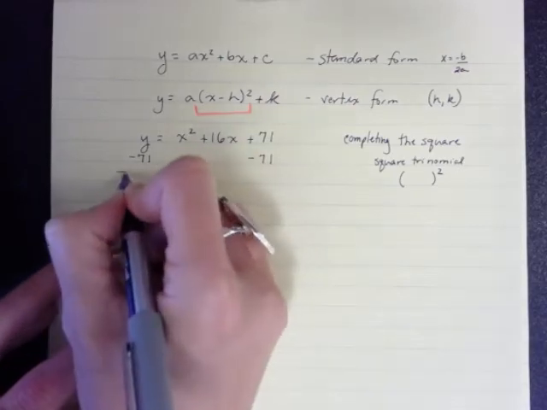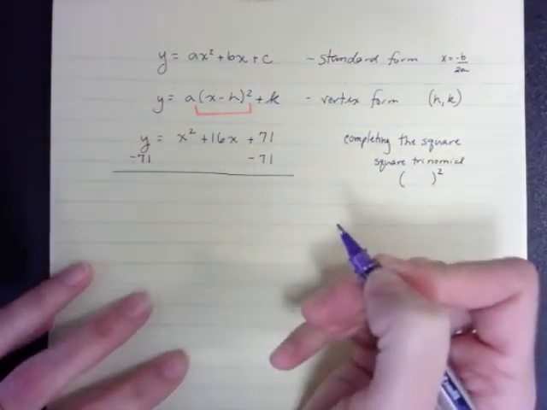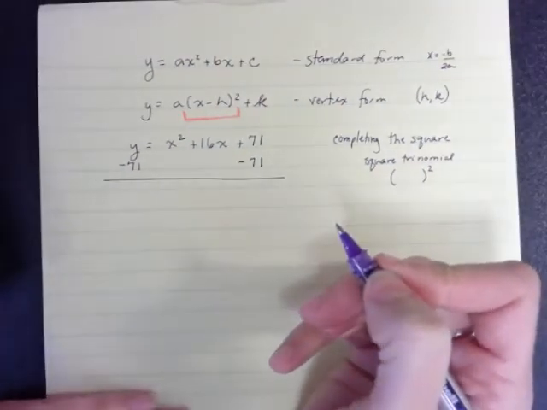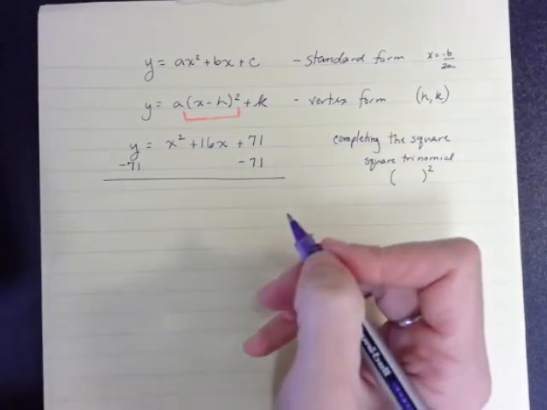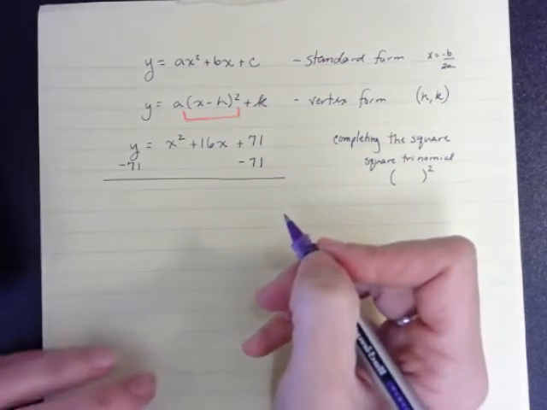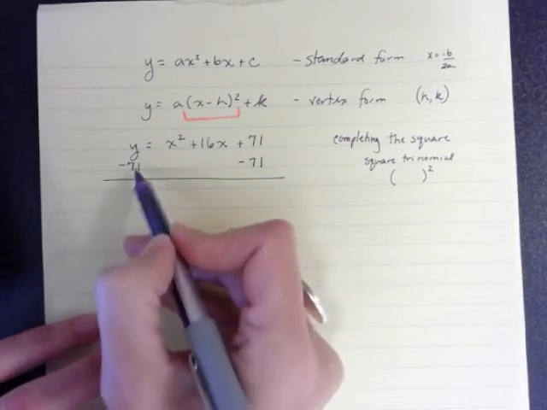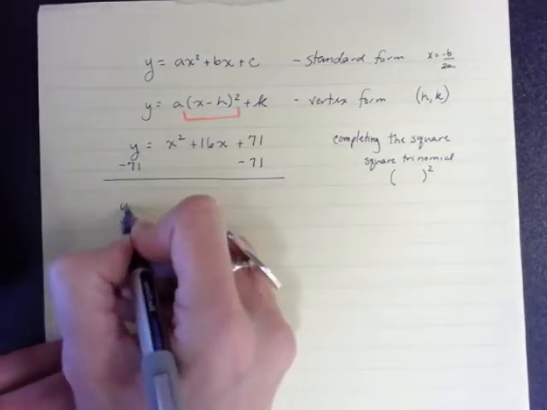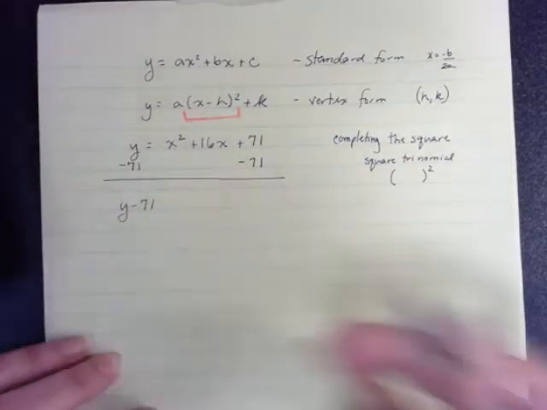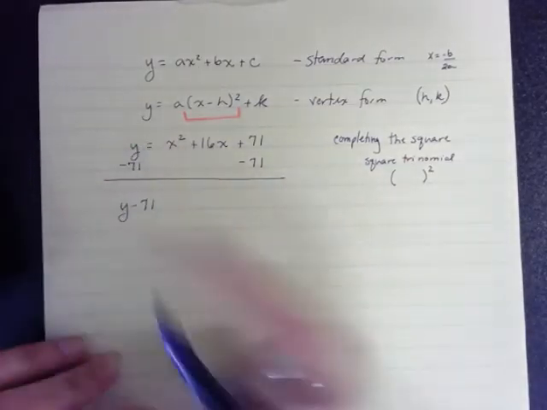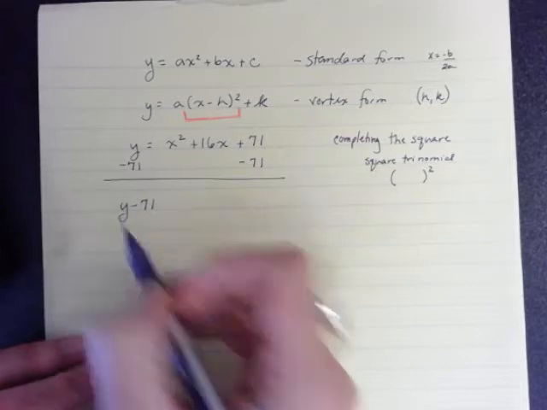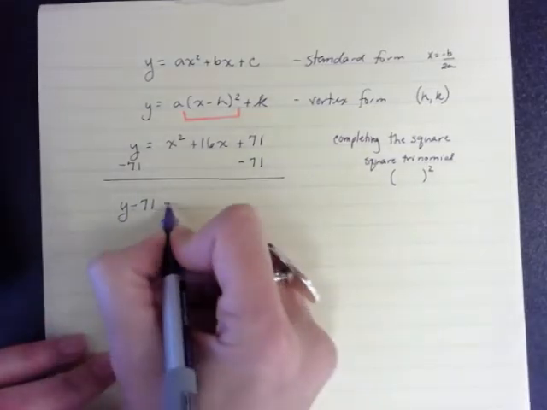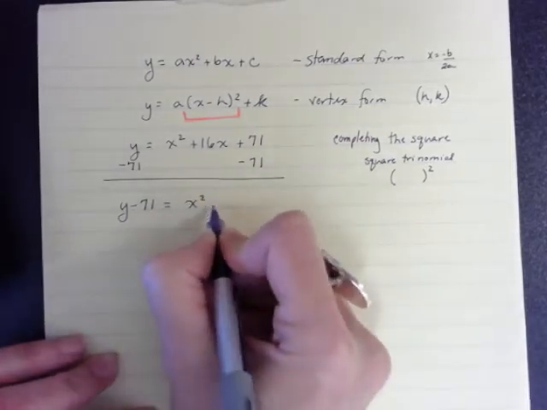And now this is where it gets a little different from solving an equation with completing a square and writing a function by completing the square. Because this isn't going to be by itself, this negative 71 on this side. We have y minus 71. And that's really the one mistake that you might make. You have to remember y minus 71 is on this side. And what do we have left? We have x squared plus 16x.